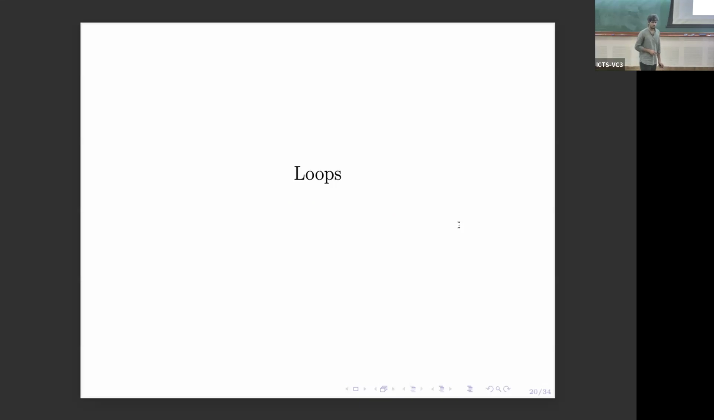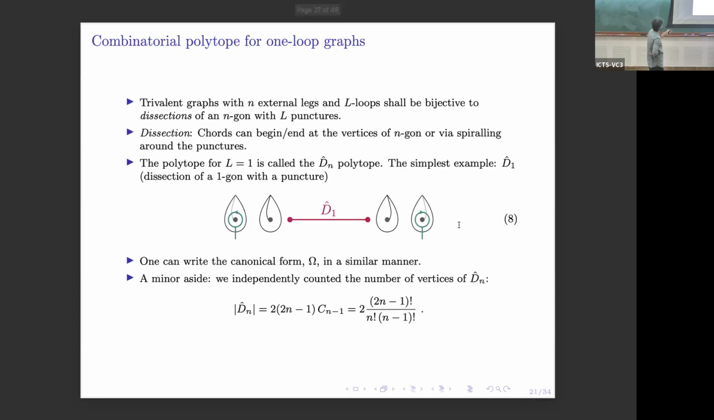Yeah, so now I will do loops in whatever time I have left, okay? So I will try to focus on the Corolla polynomial part of the loops rather than the positive geometry part. And so the idea is that you take n-gons, but with a puncture inside them. And then you draw dissections of them, okay? And those dissections will be bijective to the graphs with the loop inside it, okay? What that means is this, that I will call this a 1-gon with a puncture, okay? Because of the puncture, it's a non-trivial thing.